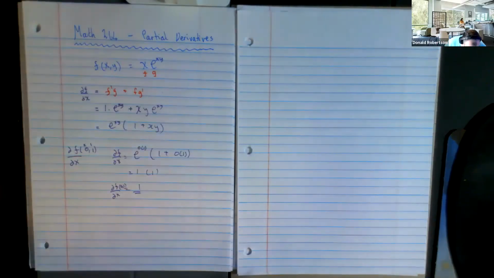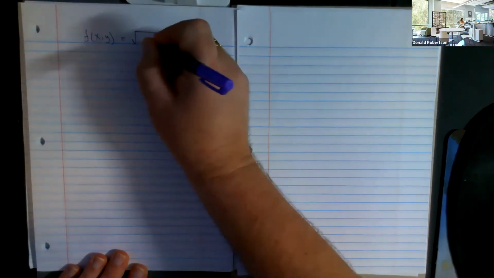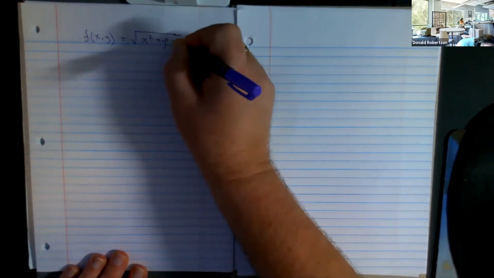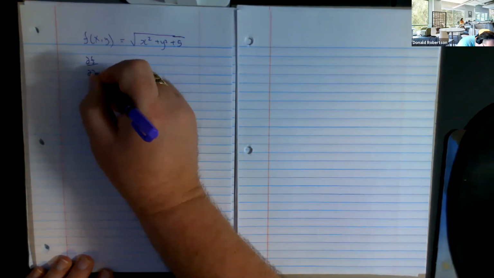Now, how about this fella? Yeah, and feel free to interject like that. I like that. Square root of x squared plus y squared plus 5. And I would like to know the partial derivative with respect to x.